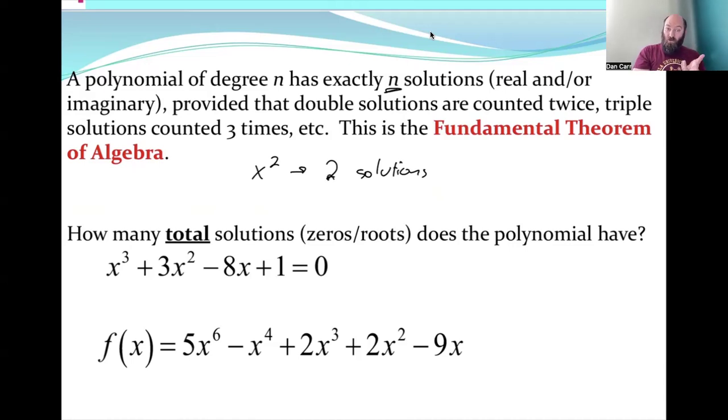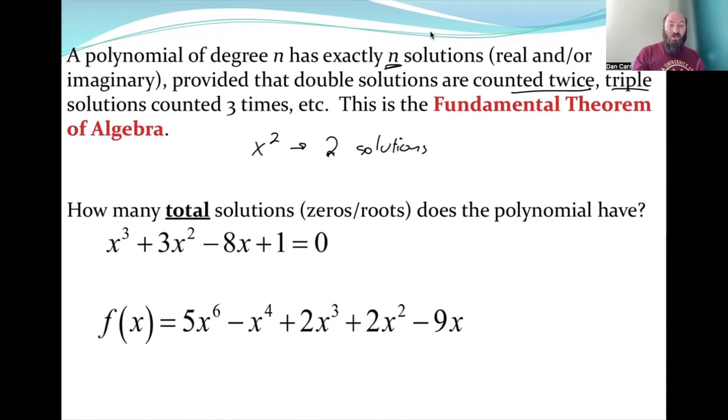You can have two real solutions. You can have one real solution, but that happens twice in a way, if you remember what we did with that one. And we could also have two imaginary solutions. So this, like I said, we're going to count twice, triple solutions. Okay, these are all part of it as well.